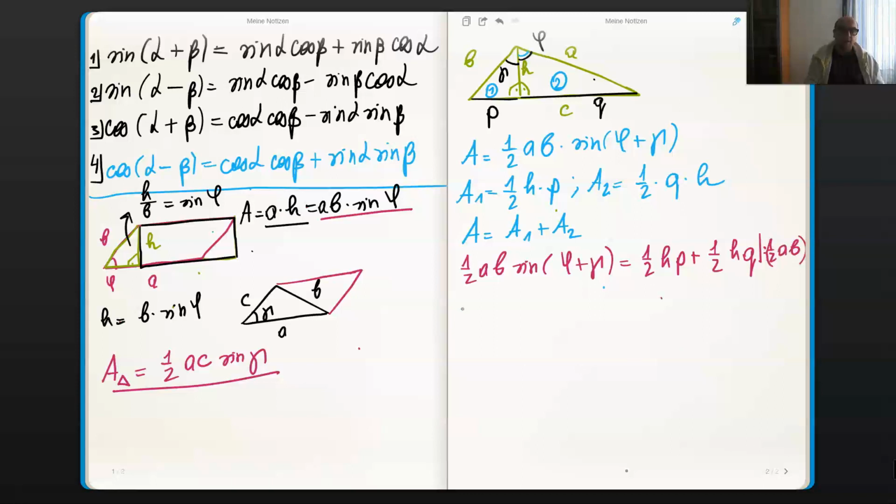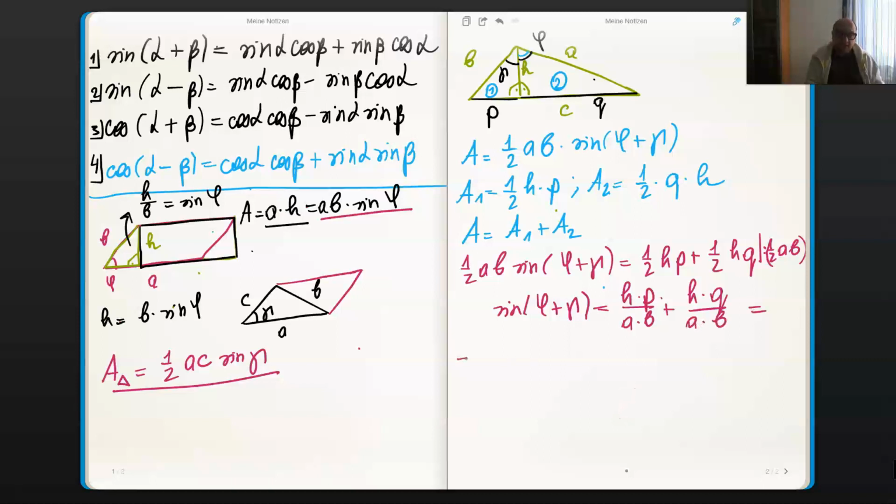So what do we have now? On the left-hand side, we have sine of phi plus gamma. Oh, my bad, I'm not having AB anymore since I'm dividing by AB. I don't have a half anymore either. On the right-hand side, I have h times p divided by a times b plus h times q divided by a times b. All right? And now let's see what it means actually.